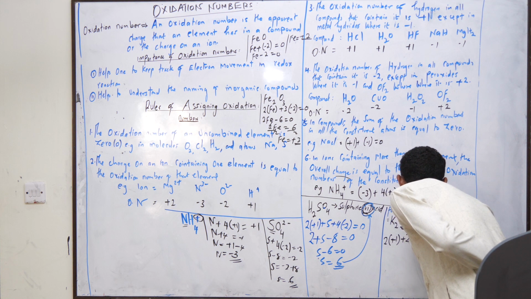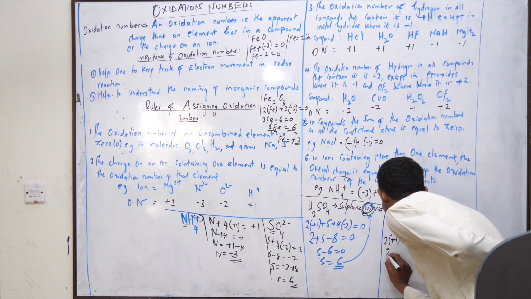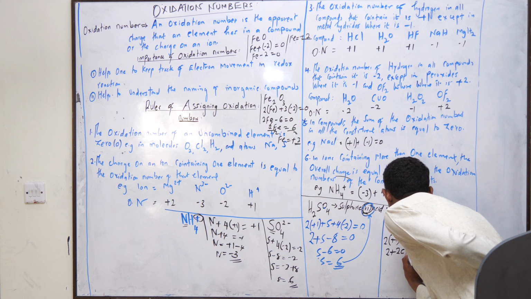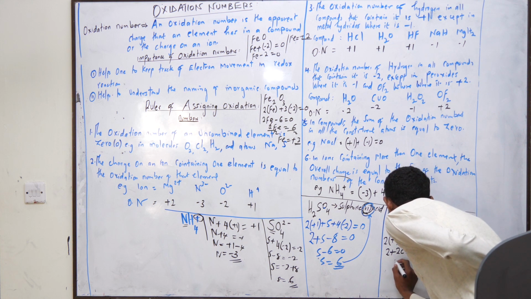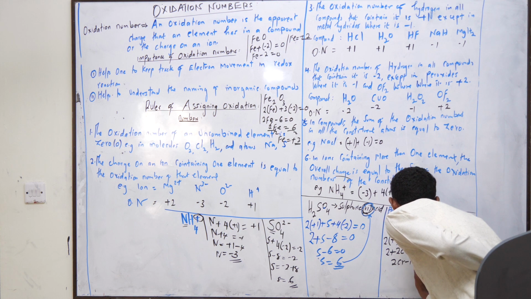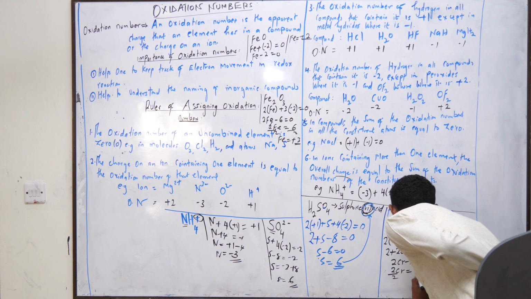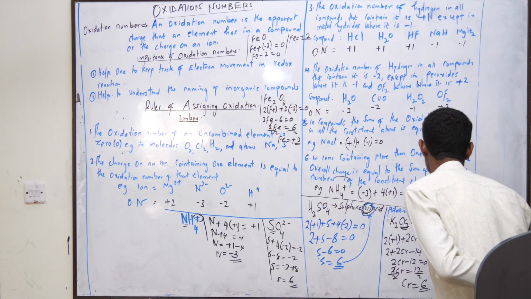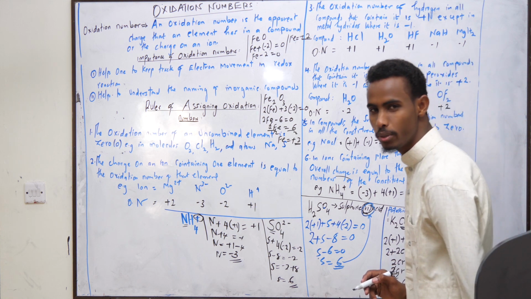2Cr plus 7 into bracket -2 will be equal to 0 because it's a compound. Now it becomes 2 plus 2Cr minus 14 is equals to 0. 2 minus 14 gives 2Cr minus 12 is equals to 0. 2Cr is equals to 12 divided by 2 divided by 2. Now we can see that chromium is 6. Take it back there. Potassium dichromate 6.